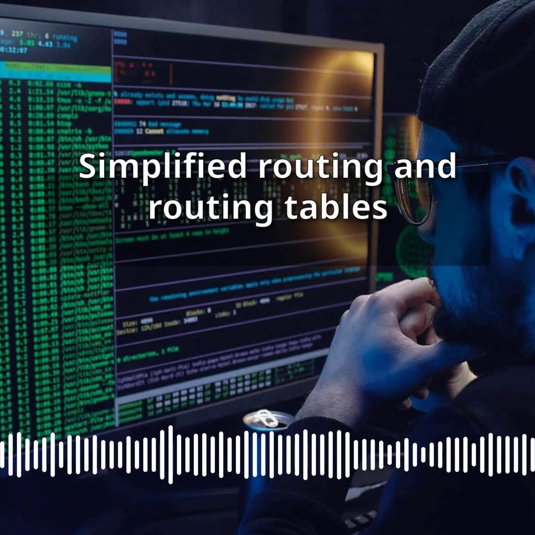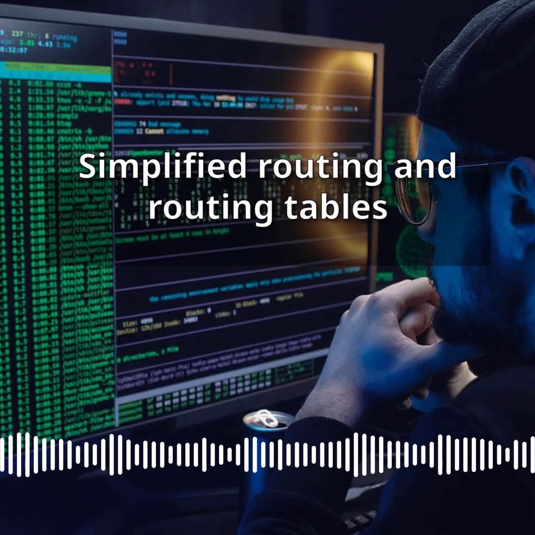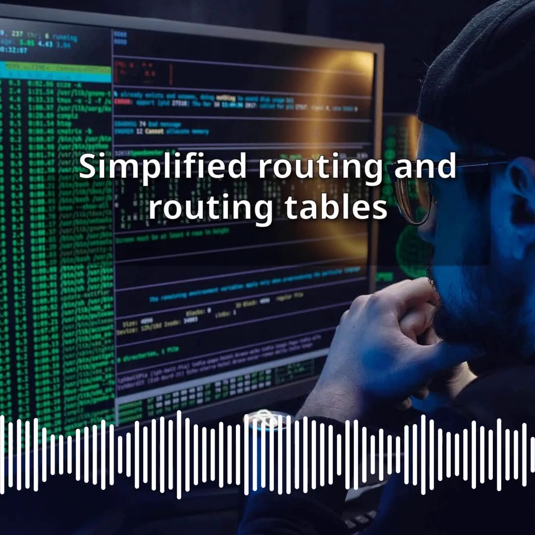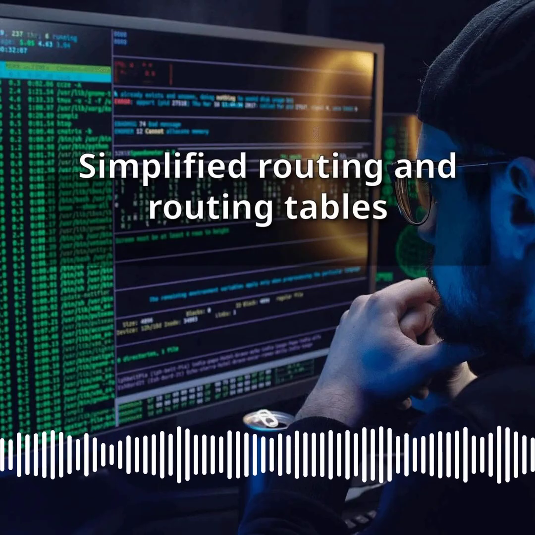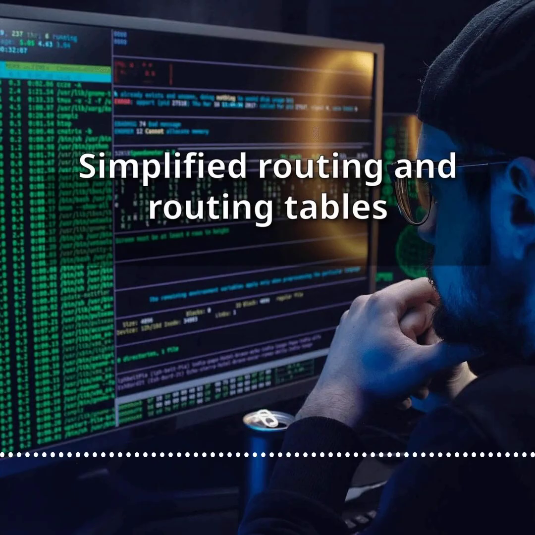Routing is one of the most fundamental mechanisms in computer networking. It is the process by which data packets travel from one network to another until they reach their destination. Understanding how routing works is essential for anyone entering the field of cybersecurity, because many attacks, misconfigurations, and vulnerabilities are directly related to how networks are interconnected and how traffic flows between them.